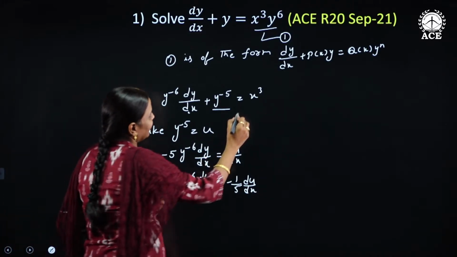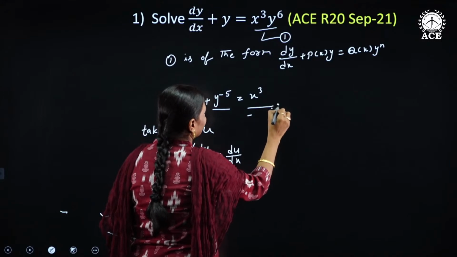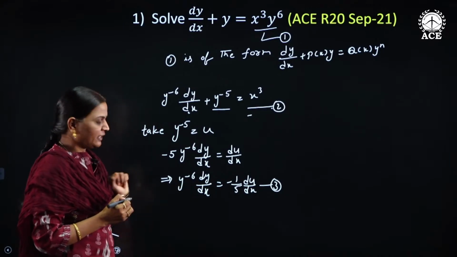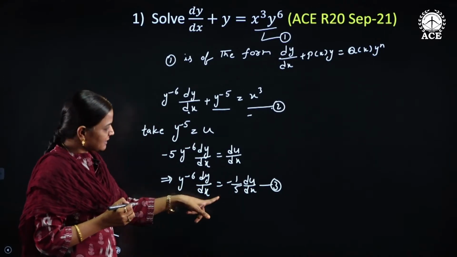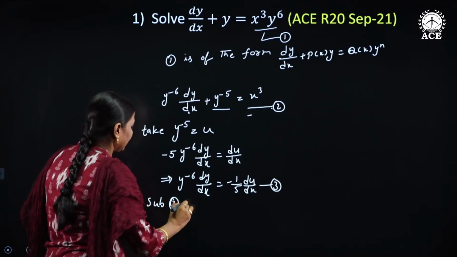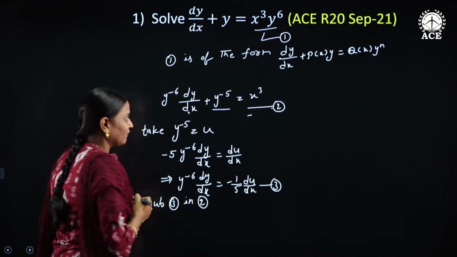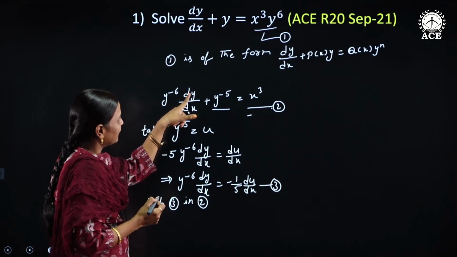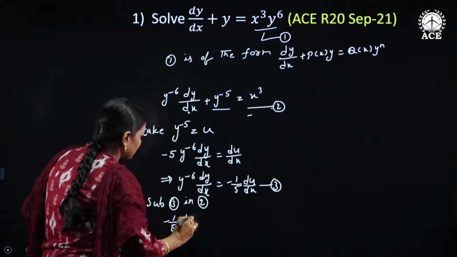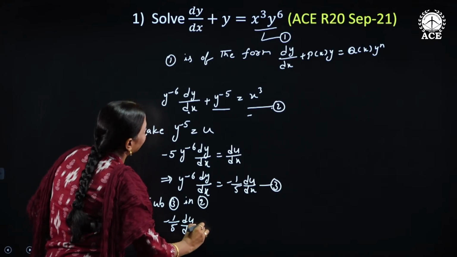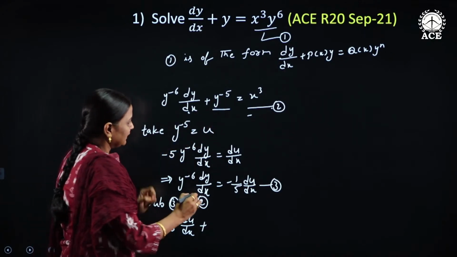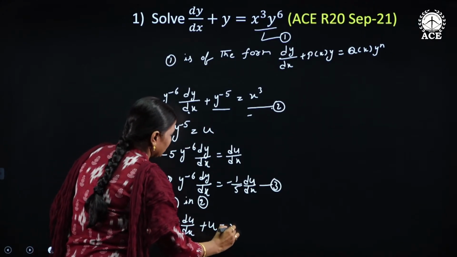Okay. Suppose we consider this as equation number 2 and substitute this value, y power minus 6 into dy by dx, in equation 2. That means substitute equation 3 in equation 2. Now equation 2 can be written as y power minus 6 into dy by dx is equal to minus 1 by 5 into du by dx plus, what is y power 5? This is our substitution term. So what is y power 5? That is equal to u is equal to x cube.